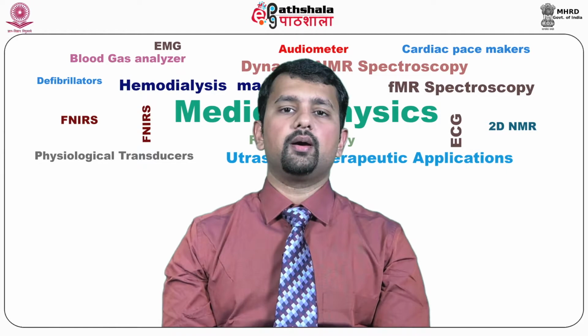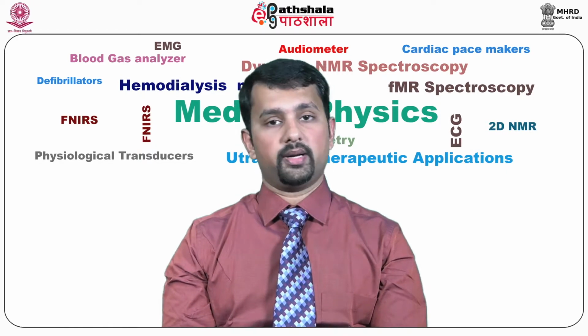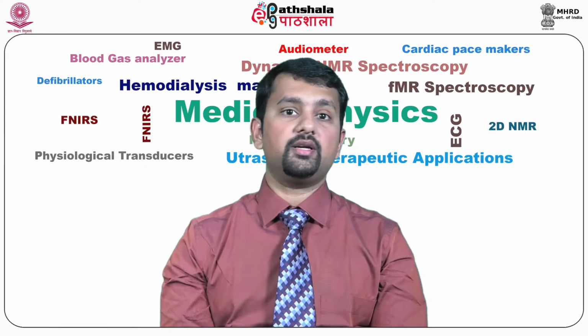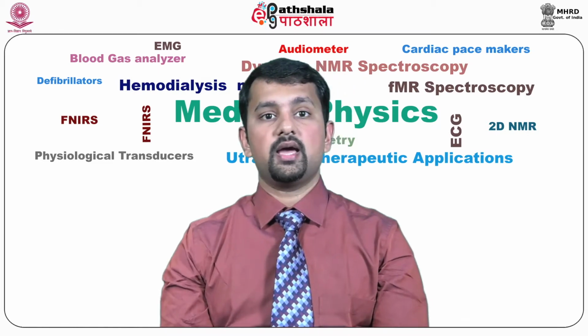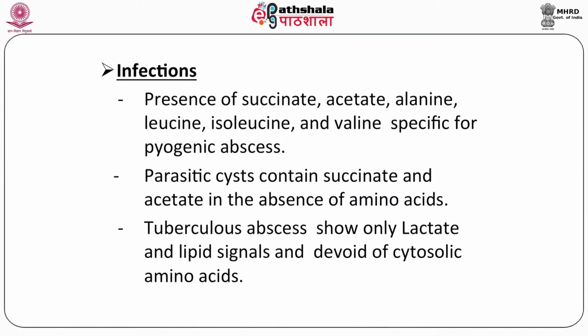Now let us look at the role of MRS in differentiating infections in the brain. MR spectroscopy helps confirm the definitive diagnosis of pyogenic abscesses and provides information about the type of infective agent. Presence of succinate, acetate, alanine, leucine, isoleucine and valine are specific for pyogenic abscesses. Parasitic cysts contain succinate and acetate in the absence of branch chain amino acids.